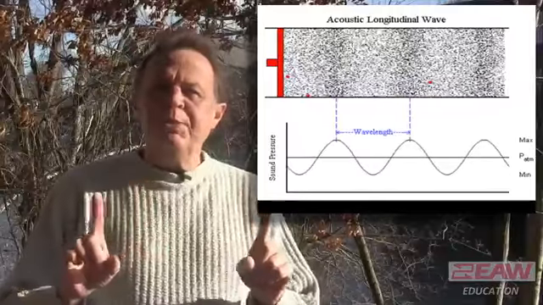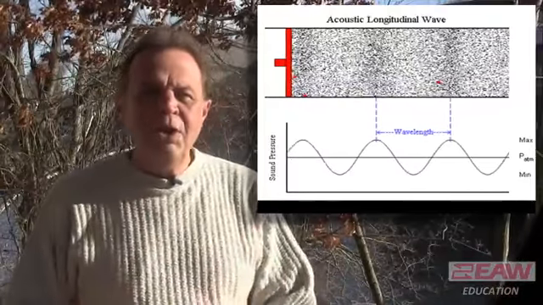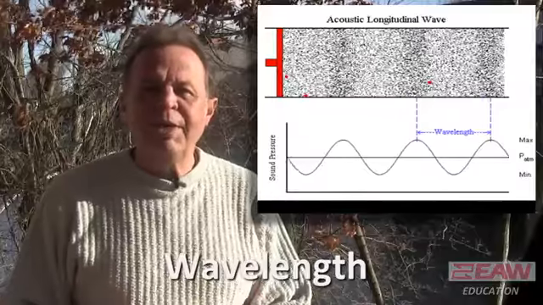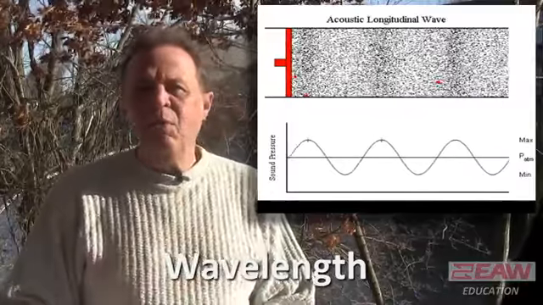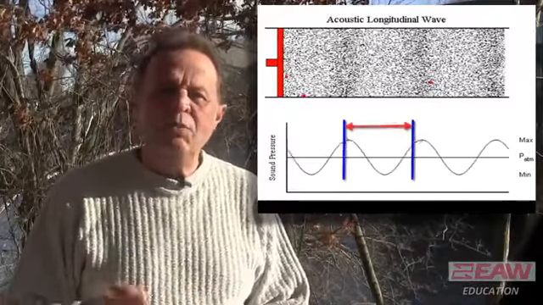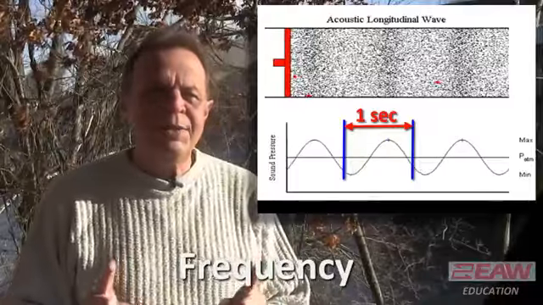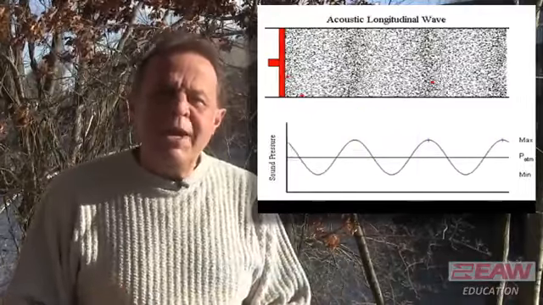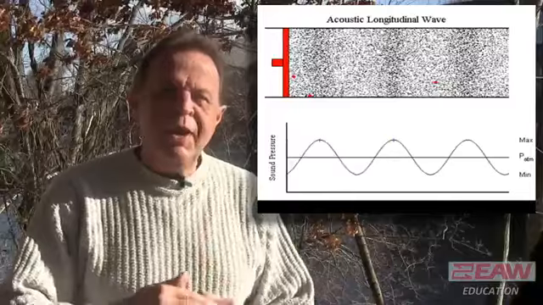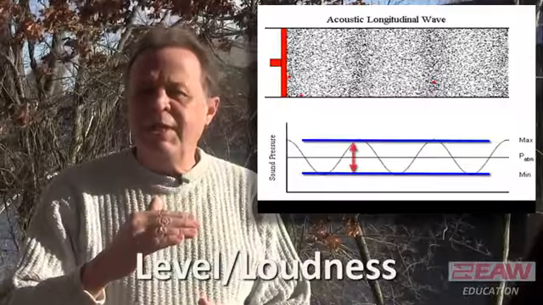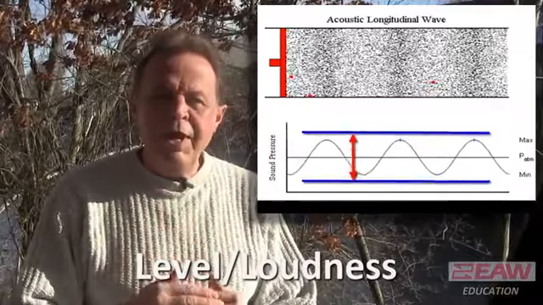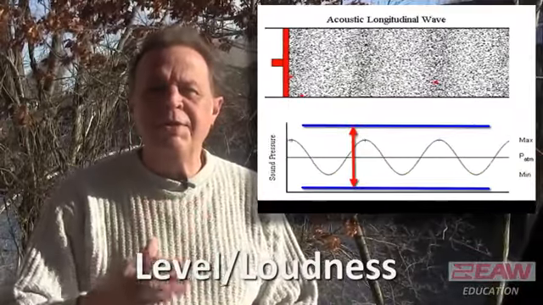The distance between the high pressure peaks or low pressure valleys is called wavelength. The number of complete waves or cycles in a 1 second period of time is the frequency. And the amount of pressure, represented on this graph vertically, illustrates level or loudness. The greater the change in pressure, the greater the level.